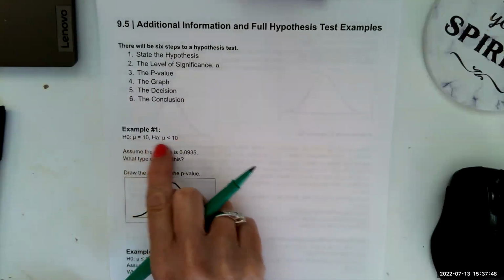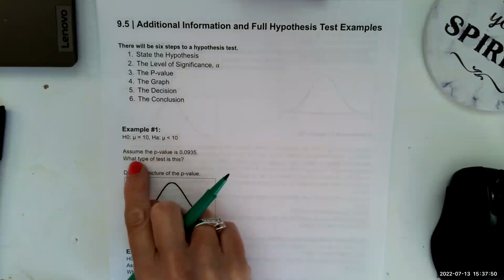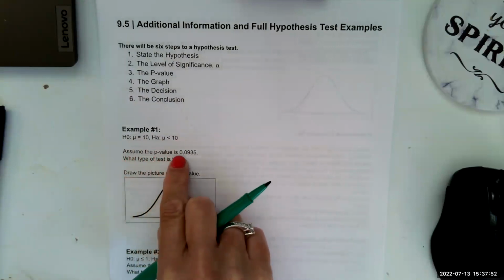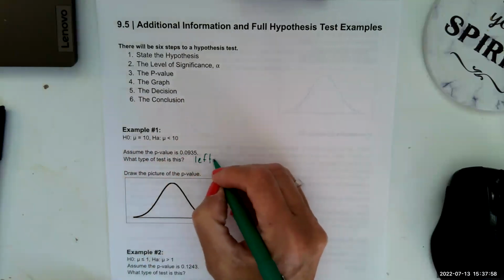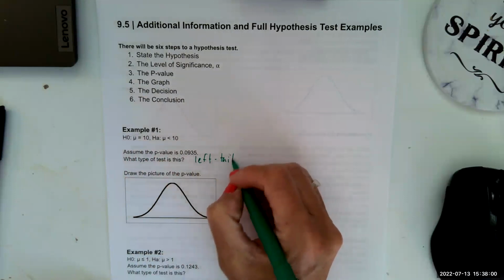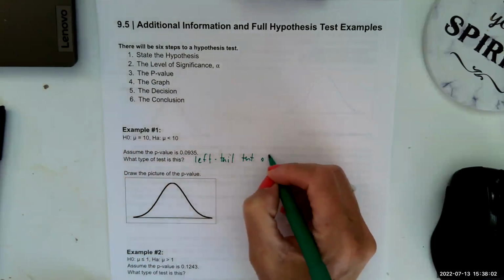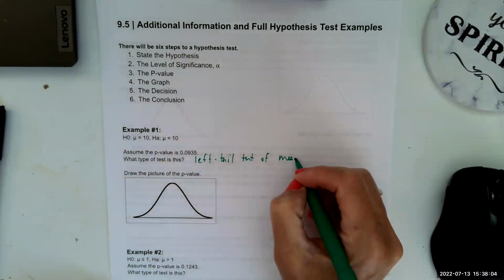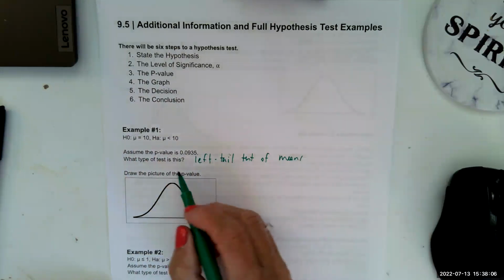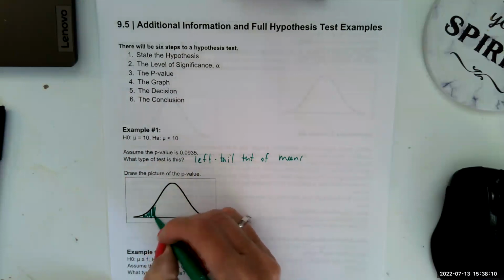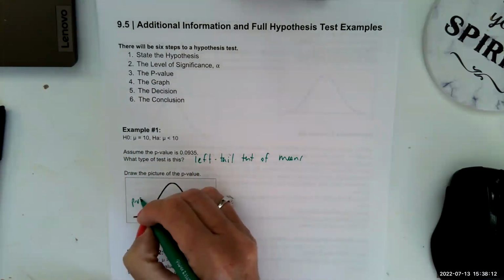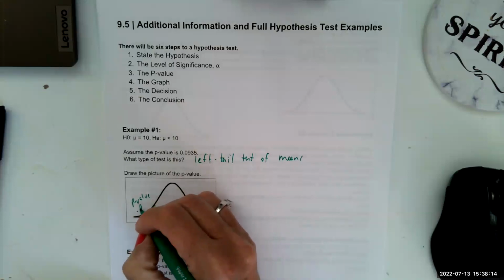Here is our H0 and H1 in example 1. Assume the p-value is 0.0935. What type of test is this? So this is a left tail test of means. And then our picture, because it's just a left tail, it's just over here. And then our p-value is always written here.